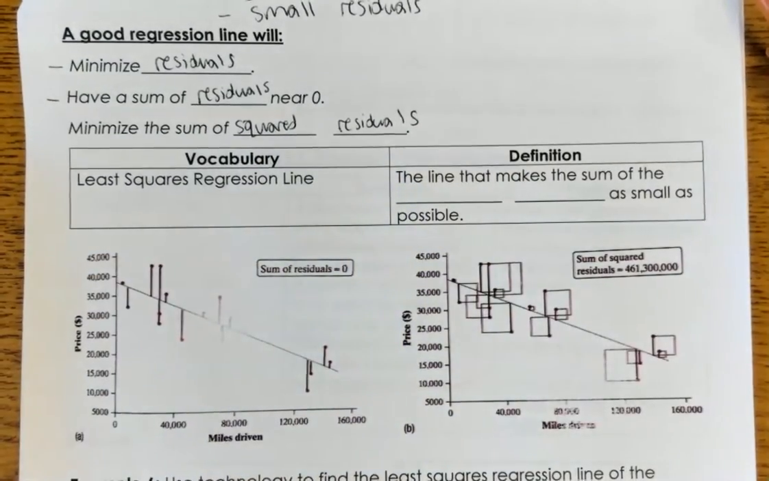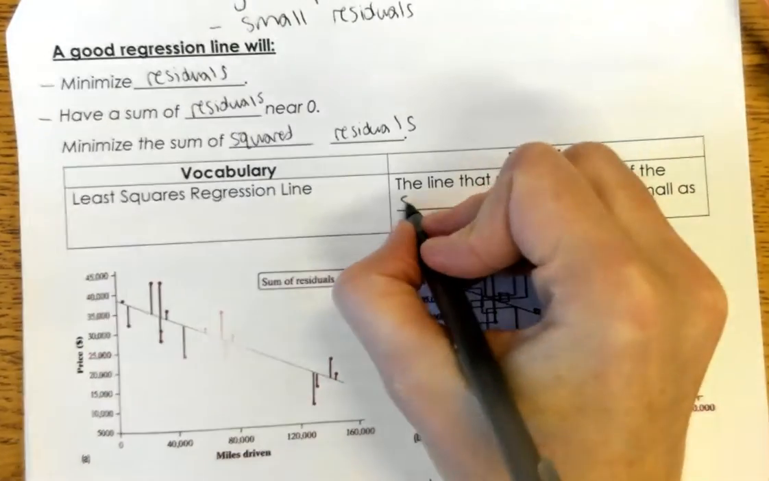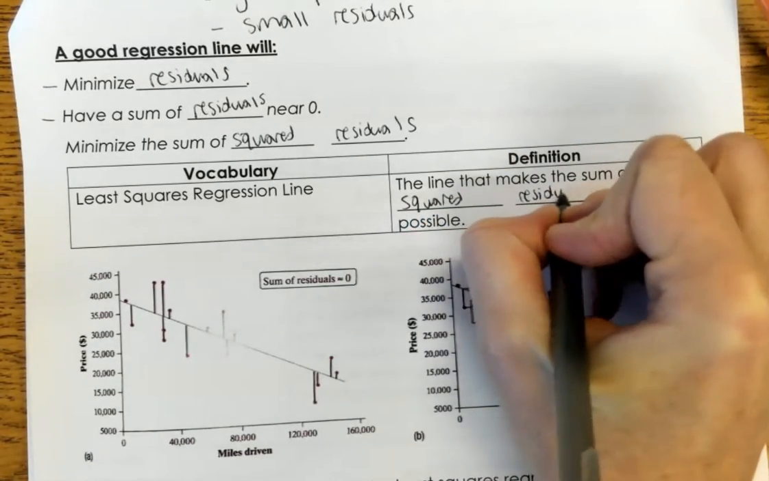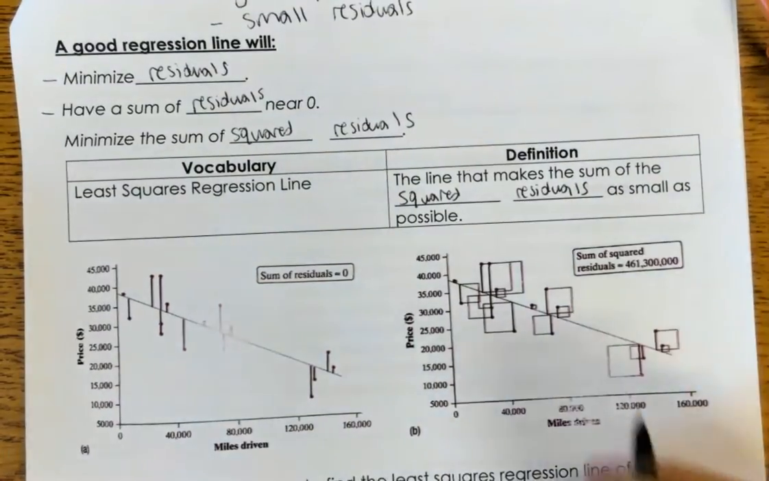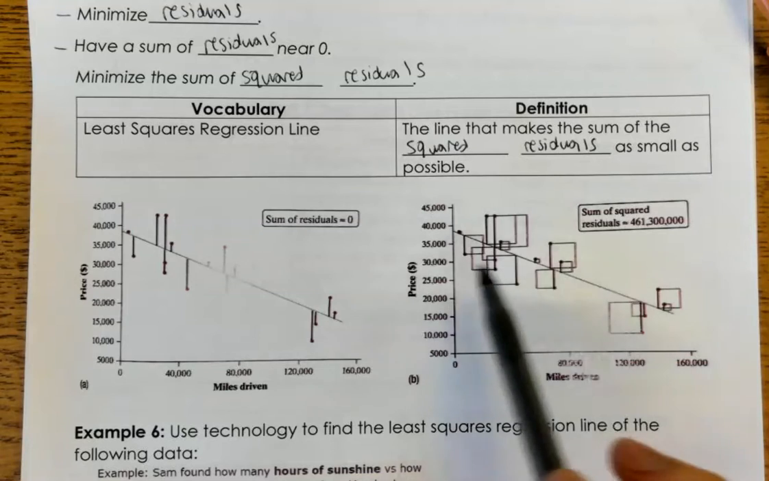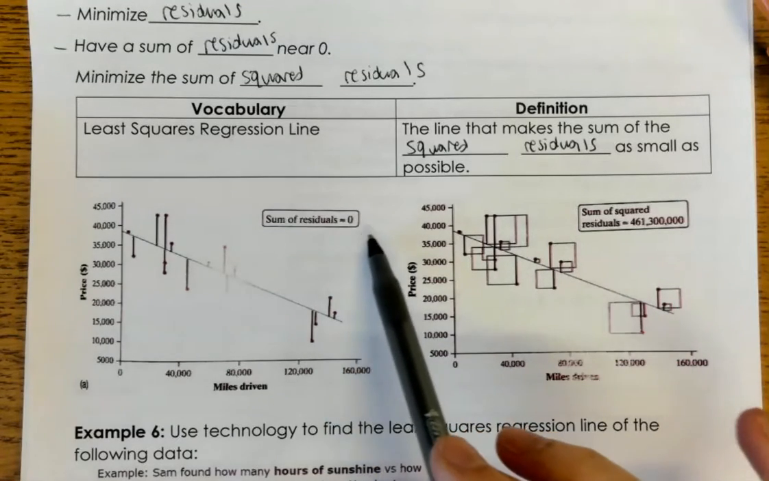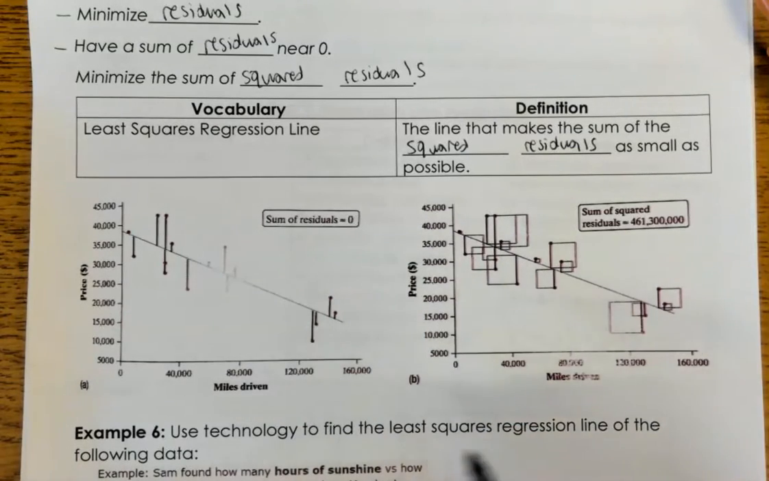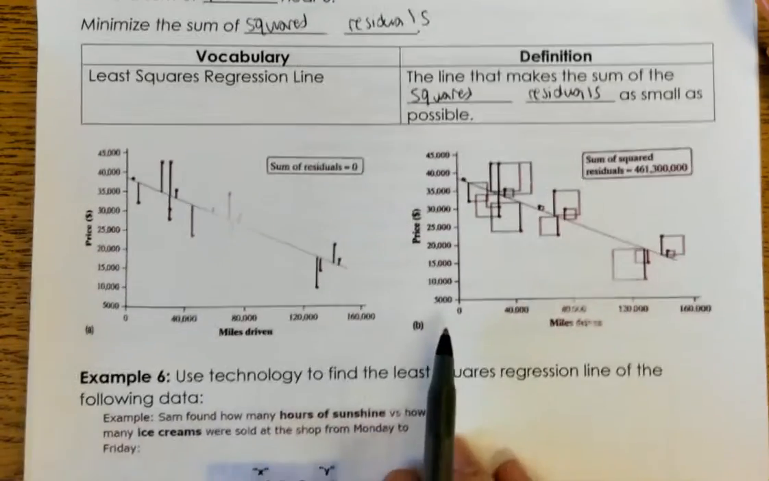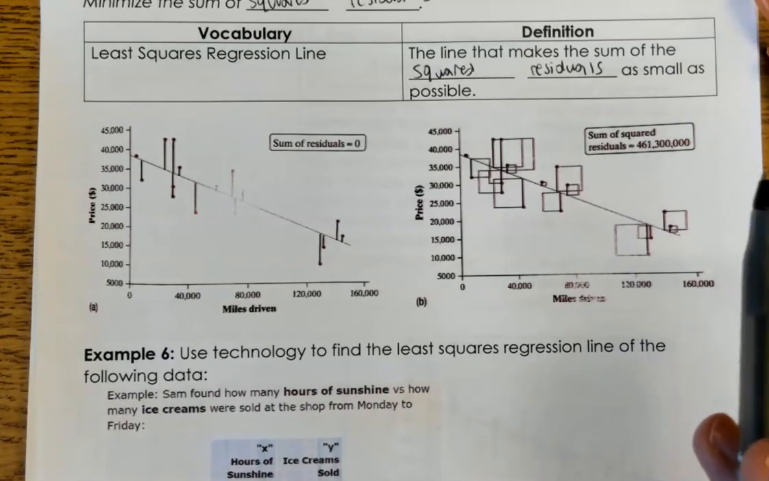So my least squares regression line is the line that makes the sum of the squared residuals as small as possible. So see, here my sum of residuals is equal to 0 because they offset each other, but here the sum of the squared residuals is a different number. So I want to minimize my sum of my squared residuals.